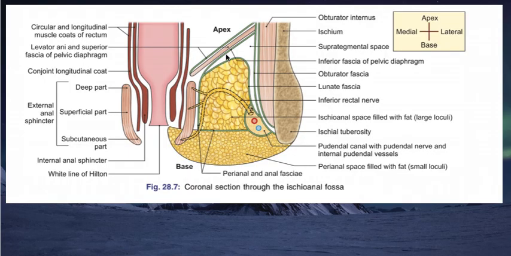Okay, so this is the coronal section through the ischioanal fossa. As you can see, it's the anal opening. On either side, we have the ischioanal fossa. This is the perianal space that is filled with fat, okay. And then we can see the inferior rectal nerve supplying this area.